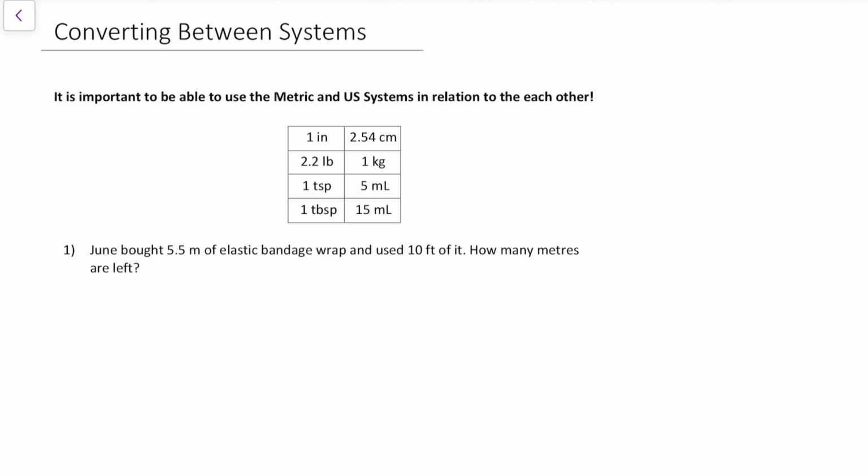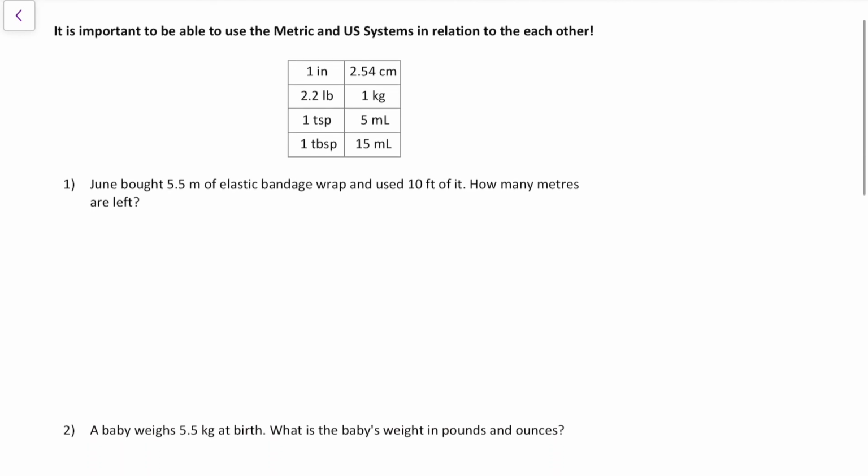For example, some of the bridges that we're going to be talking about and using are 1 inch equals 2.5 centimeters, 2.2 pounds equals 1 kilogram, 1 teaspoon is 5 milliliters, and 1 tablespoon is 15 milliliters. And so these are our bridges. Let's look at some examples.